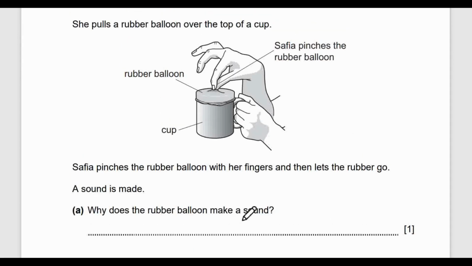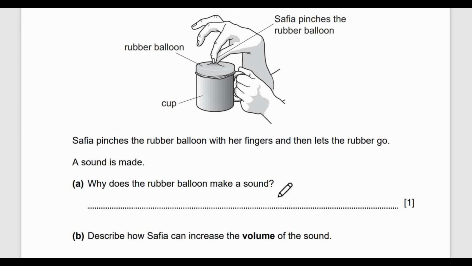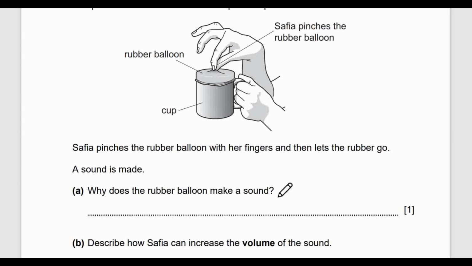Well, the rubber balloon makes a sound because it vibrates. As Sophia releases and lets the rubber go, it will vibrate. That's how it makes the sound. Describe how Sophia can increase the volume of the sound. So Sophia can increase the volume of the sound by pulling it harder. Pull it further up, this way, further up, harder, then it will have greater volume.